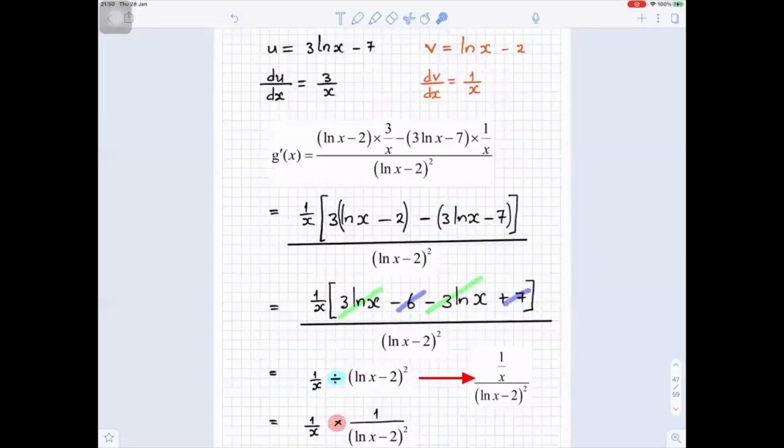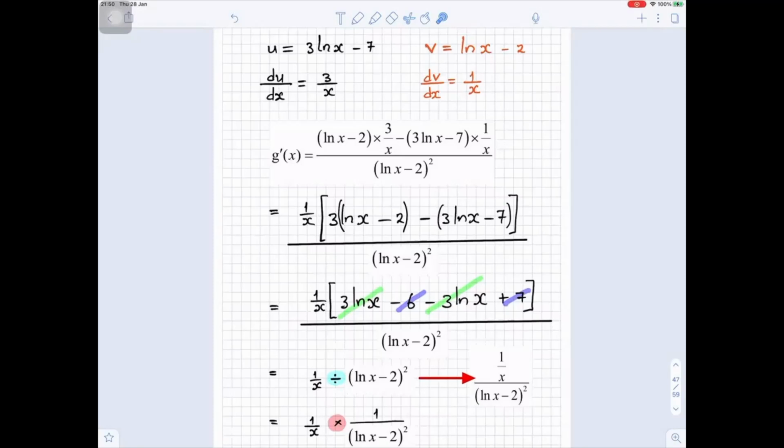Now we put them together in the quotient rule formula. So we have v times du over dx minus u times dv over dx, all over v squared. So v times du over dx minus u times dv over dx all over v squared.